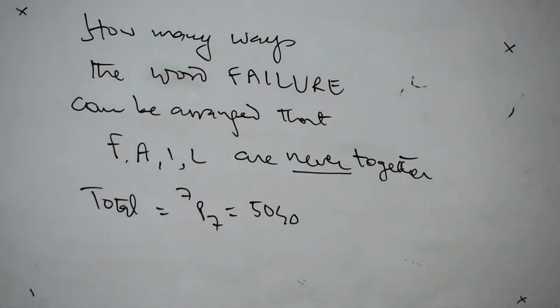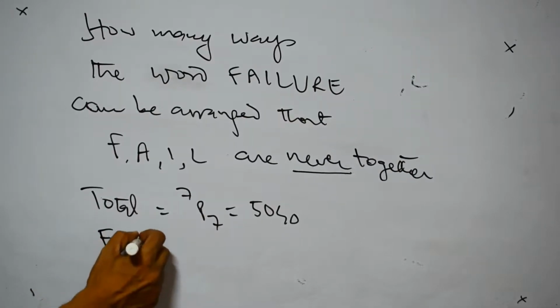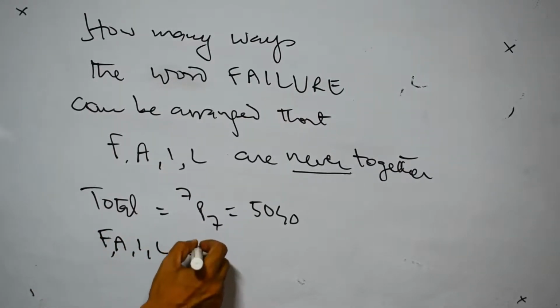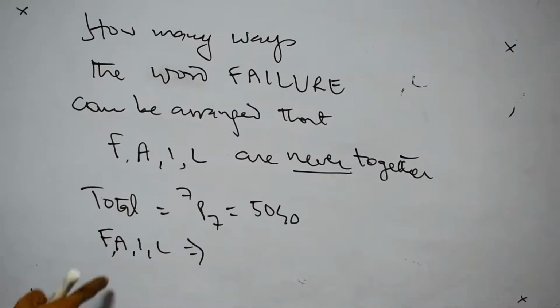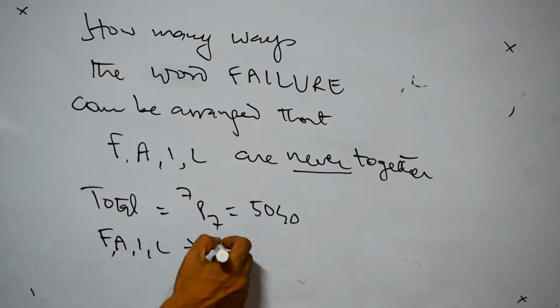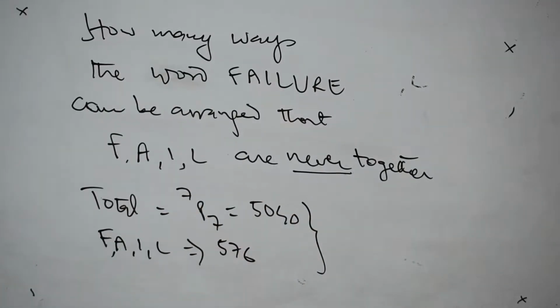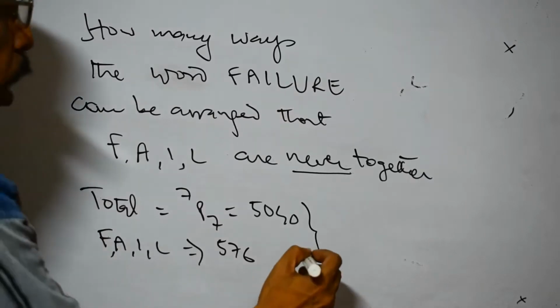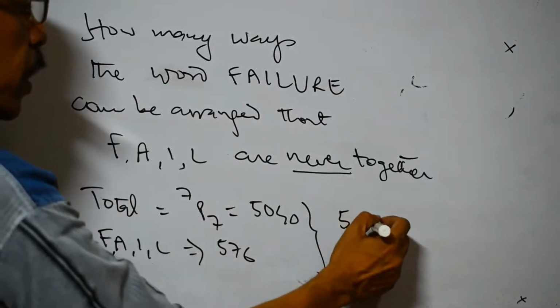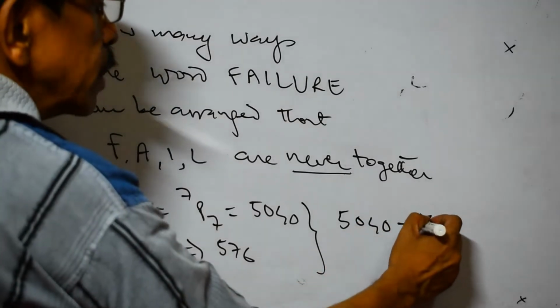7P7 is factorial 7, which is 5040. And just now we have discussed that the 4 letters F, A, I, L always together give 576. But in this question we are discussing never together. So we do one thing: the total possibility is 5040 minus 576.